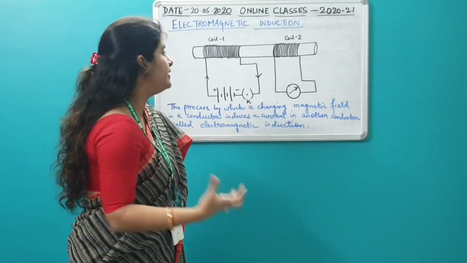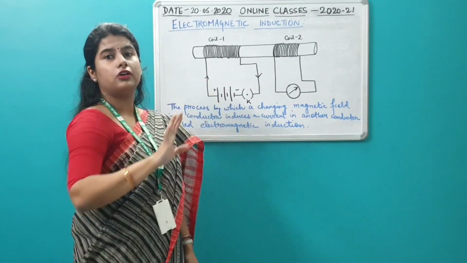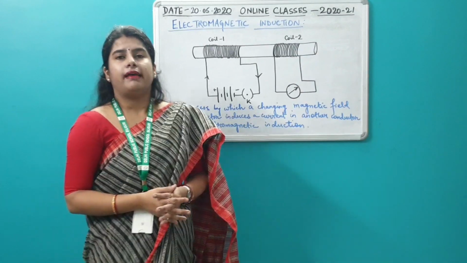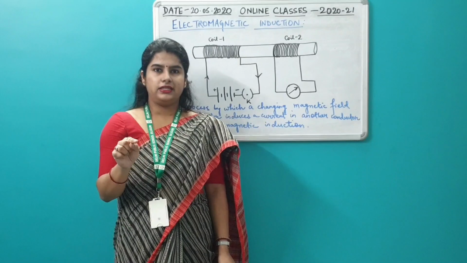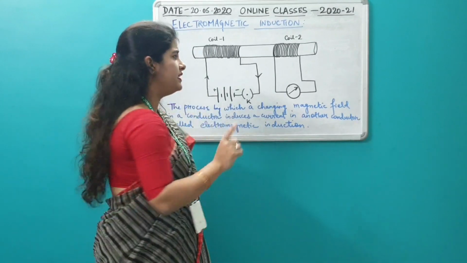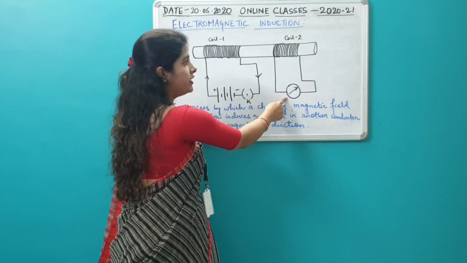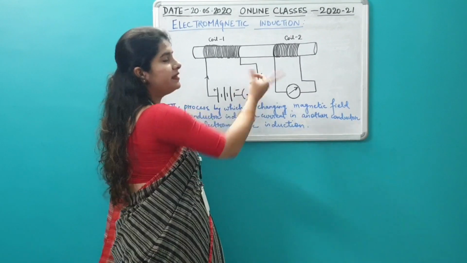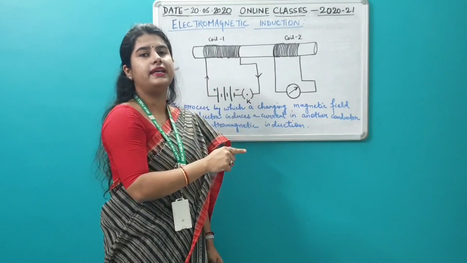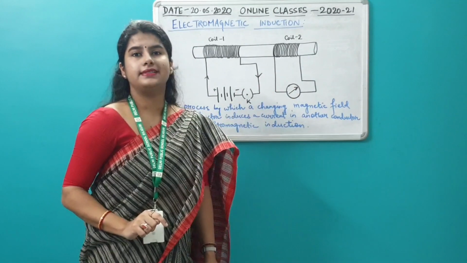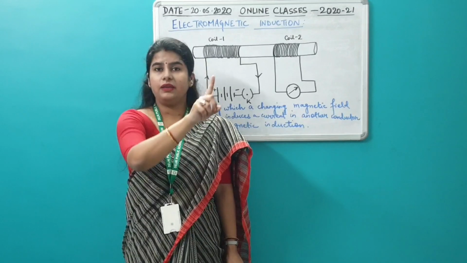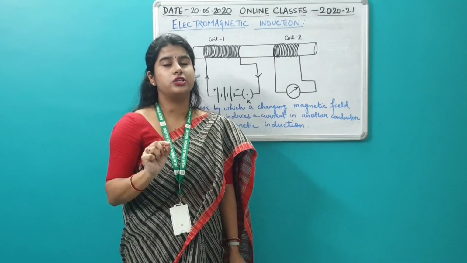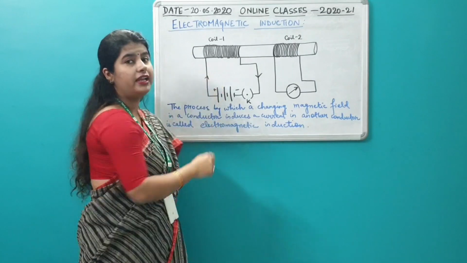What happens when current is passed through this coil? The observation was that when you switch on the current, there was a momentary deflection in the galvanometer in coil 2. As soon as you switch on, there was some deflection to one side, and then immediately the pointer came back to 0, as soon as the current was switched on in the primary coil, or coil 1.